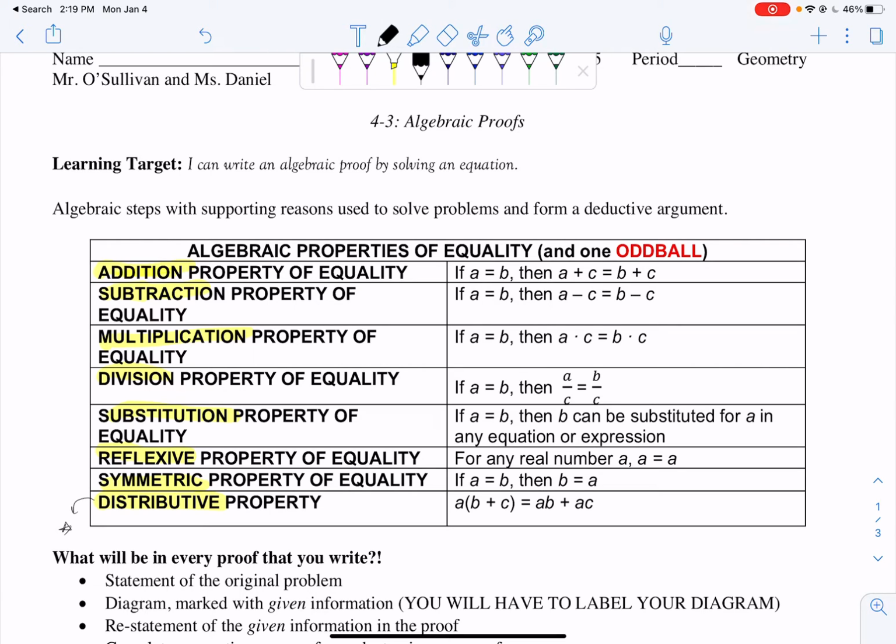Because when we look at geometric proofs, we look at segments, we look at angles, we look at our visual, and there just really is no distribution. You don't need to write down the addition property of equality or the subtraction property of equality. You can just write addition and subtraction and so forth.